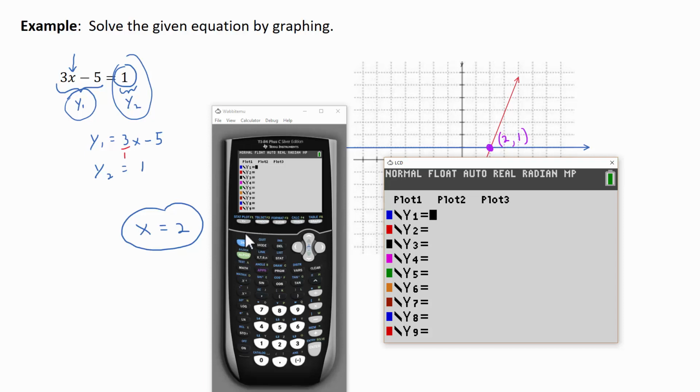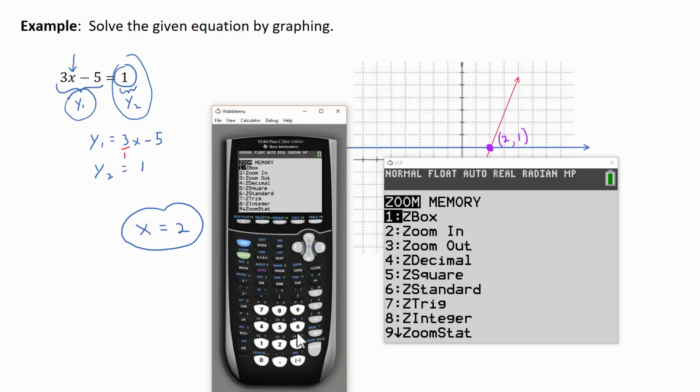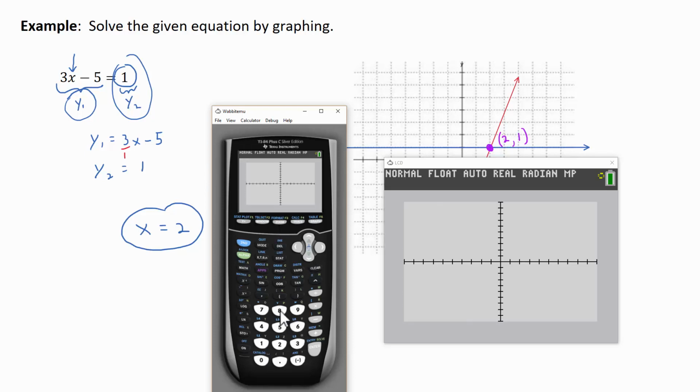We'll type in under y equals, hit y equals on the upper left-hand button, and then type in 3x minus 5. The X button is right here, minus 5. Arrow down to Y2 and type in 1. Go to a standard screen, zoom number 6. And we can see it graph both equations.